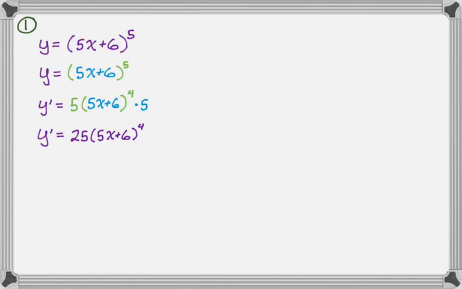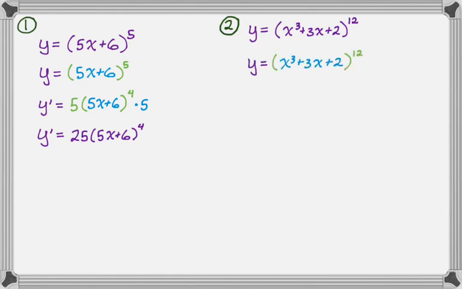All right, let's do another one. So we have y is equal to the quantity x cubed plus 3x plus 2 to the 12th. So we have two different functions involved, so let's color code them. So we have this. All right, so to find the derivative, first I need the derivative of the big outer function, which is something to the 12th. So the derivative of something to the 12th is 12 times that thing, and then to the 11th power.